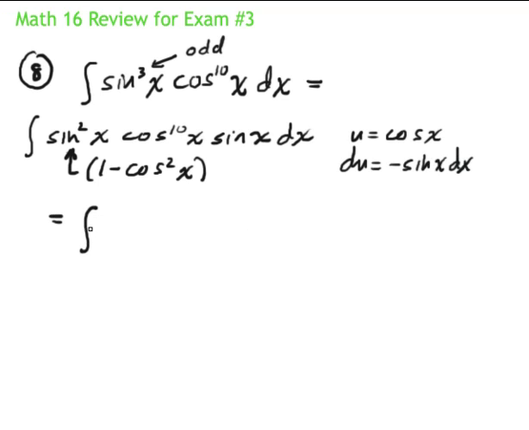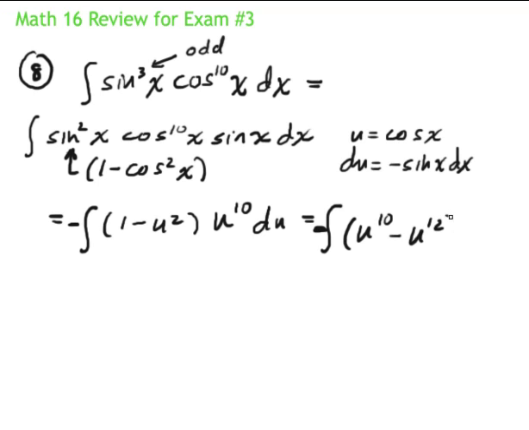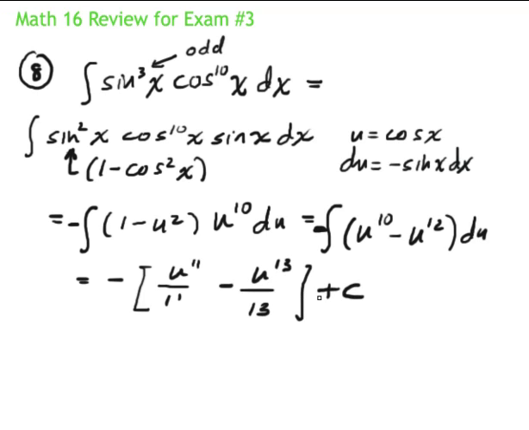Now we're ready to change over to u. So here we have 1 minus u squared, and u to the 10th. And sine x dx is minus du, so I'll put the minus over here. Alright, and just multiply out, and we can use the power rule. Oh, don't forget that minus in front. Alright, so here we have u to the 10th minus u to the 12th du, u to the 11 over 11 minus u to the 13 over 13. And then just substitute back u is cosine x.